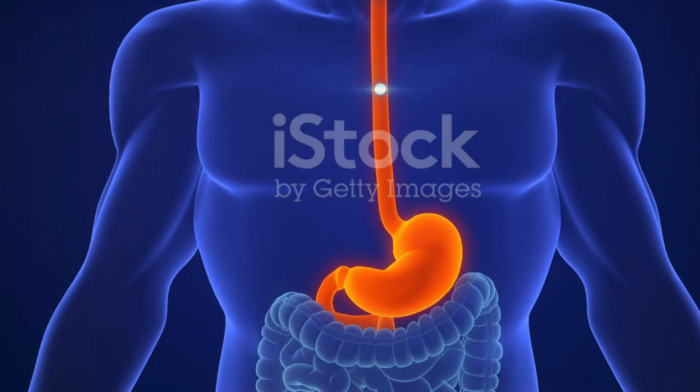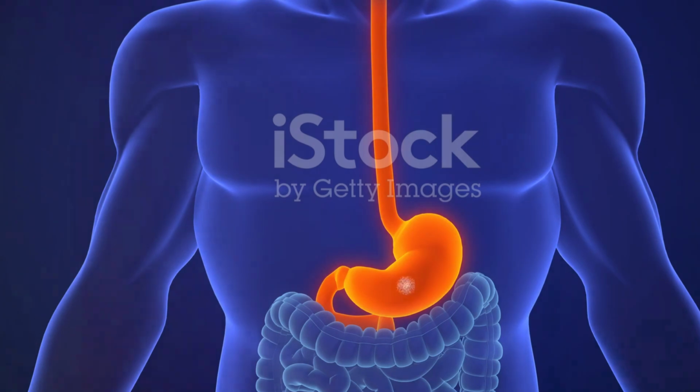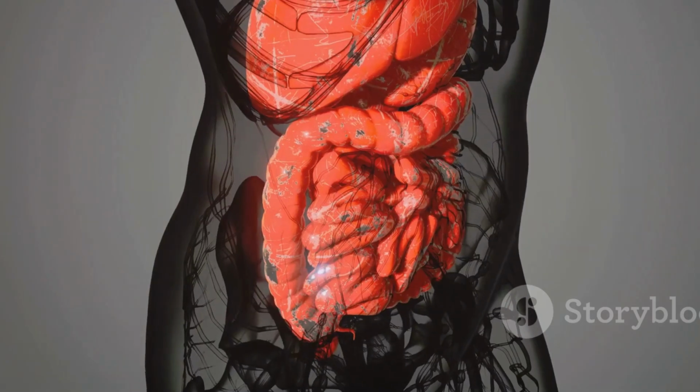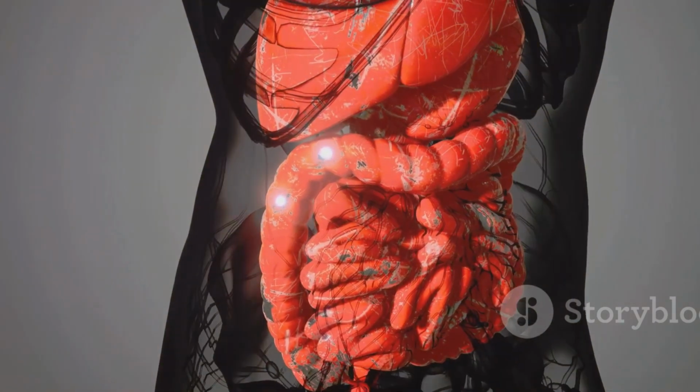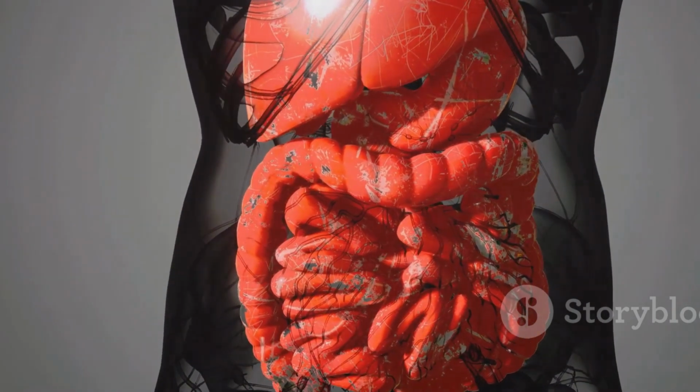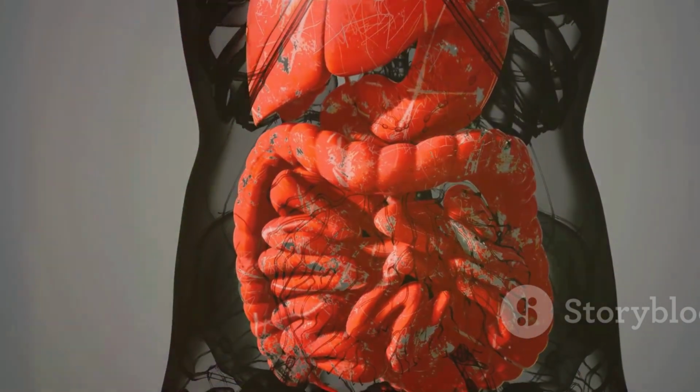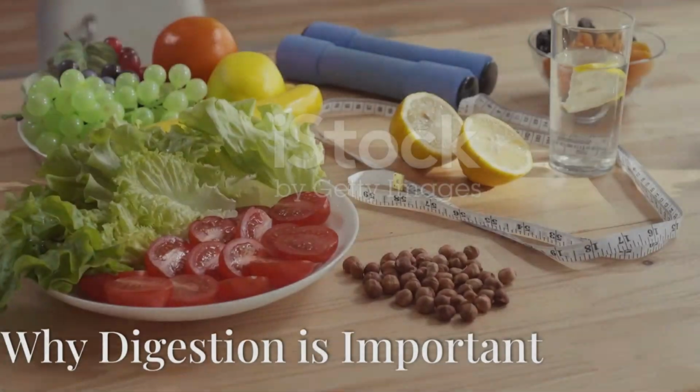Key components. The GI tract includes the mouth, esophagus, stomach, small intestine, large intestine, rectum, and anus. Supporting organs like the liver, pancreas, and gallbladder assist digestion by producing enzymes and bile.